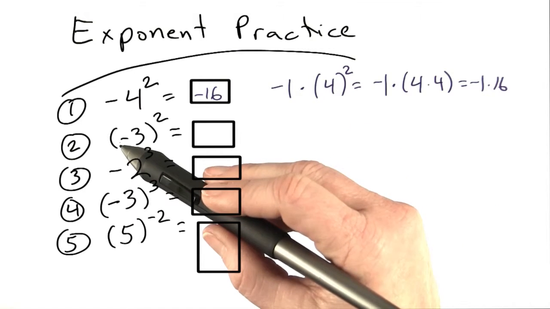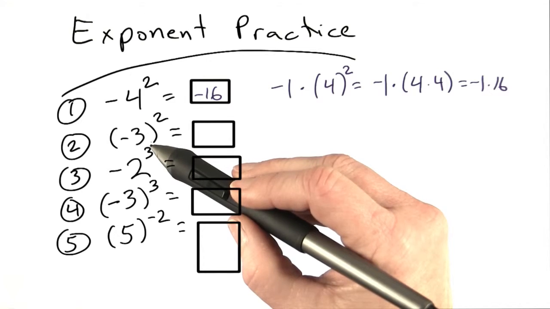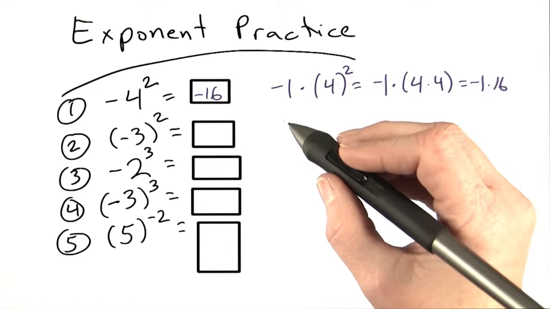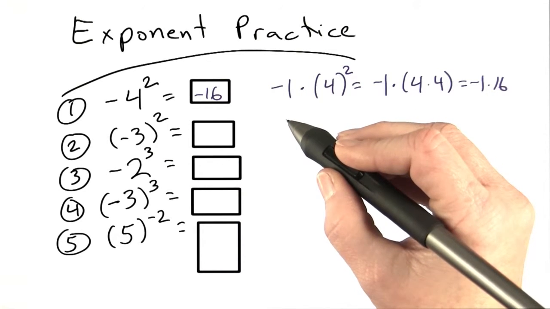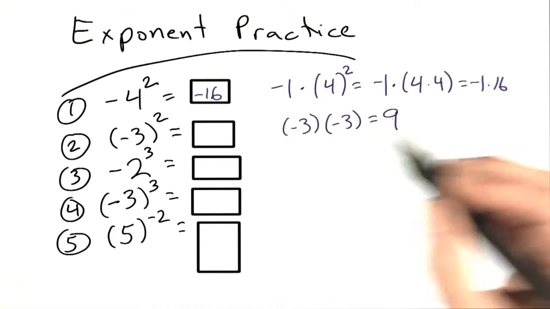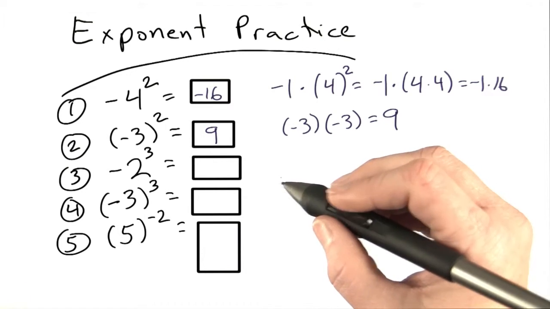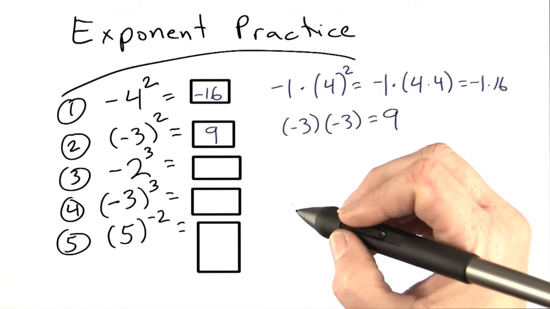This time I have the negative inside the parentheses, so that means my base is negative 3. So this one's going to be negative 3 squared, which is negative 3 times negative 3. And we know negative 3 times negative 3 gives us a positive 9. Now, the first two problems had even exponents. Let's try these two with odd exponents.